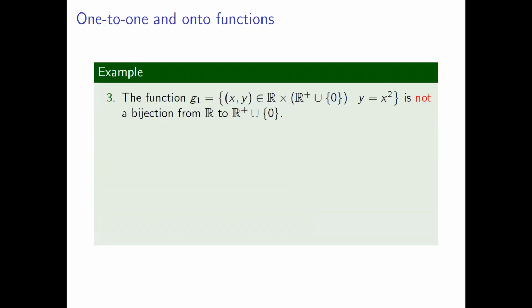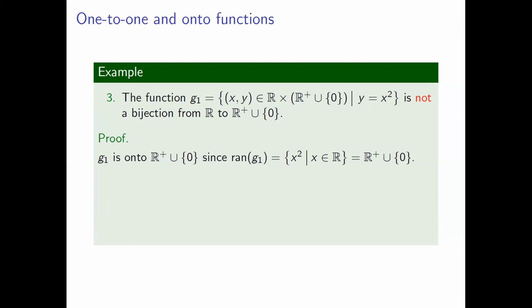Consider the function g1 consisting of all ordered pairs (x, y), where x is a real number and y is a non-negative real number, satisfying the equation y equals x squared. Then g1 is not a bijection from the set of real numbers to the set of non-negative real numbers. Indeed, g1 is onto the set of non-negative real numbers, since the range of g1, which consists of all numbers x squared for every real number x, is equal to the set of all non-negative real numbers.